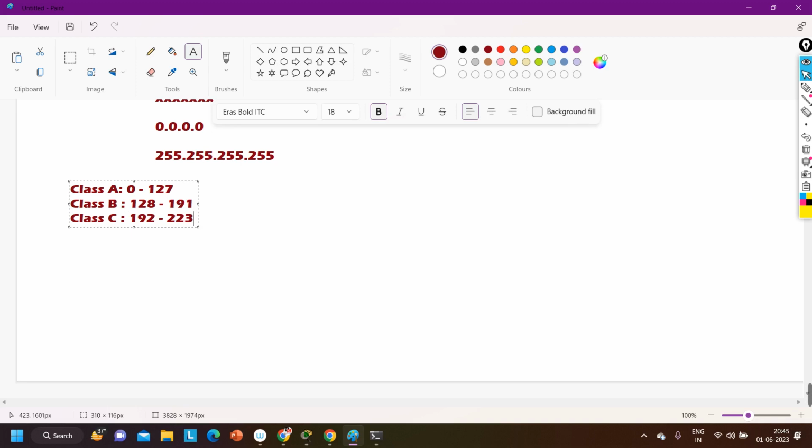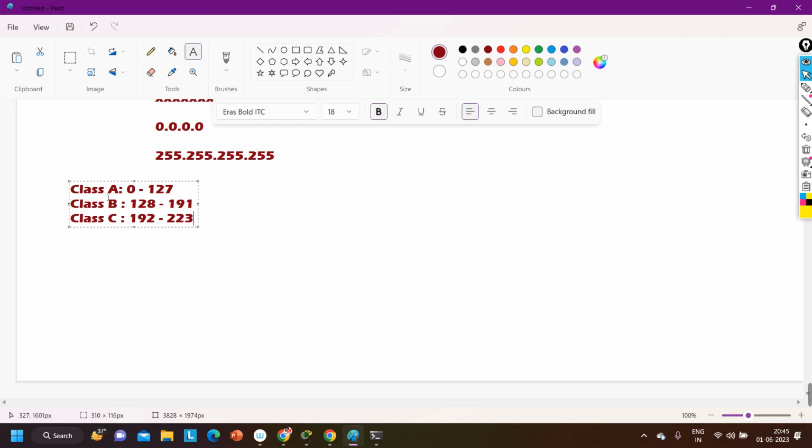Guys, as network engineers, we will work on these 3 classes. Class D is used for multicasting. You will see this range of IP addresses in OSPF or EIGRP, the dynamic routing protocols which use multicast addresses reserved from class D.